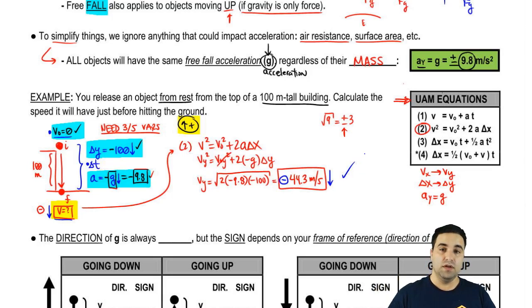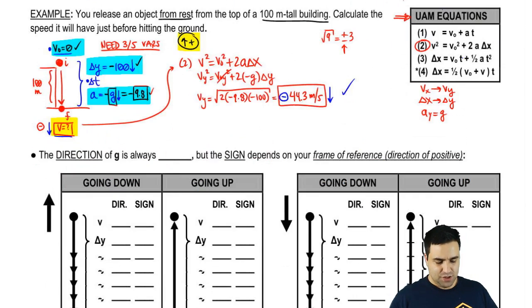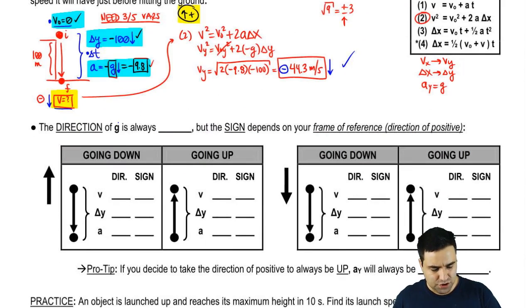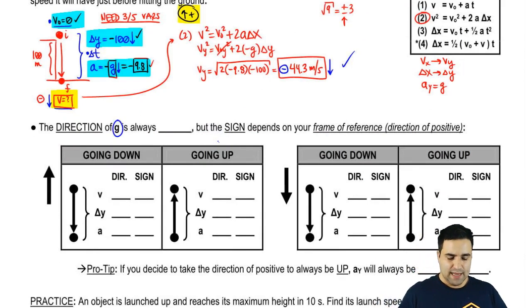Pick an equation, solve. The only difference is that the acceleration is always gravity, and now we're moving on the y-axis. All right? So let's talk more about the direction of G and the sign of G. There's often some confusion about that. The direction of G is always down. Technically it's towards the earth, but in most of these problems the earth is going to be below you, so it's just going to be down.